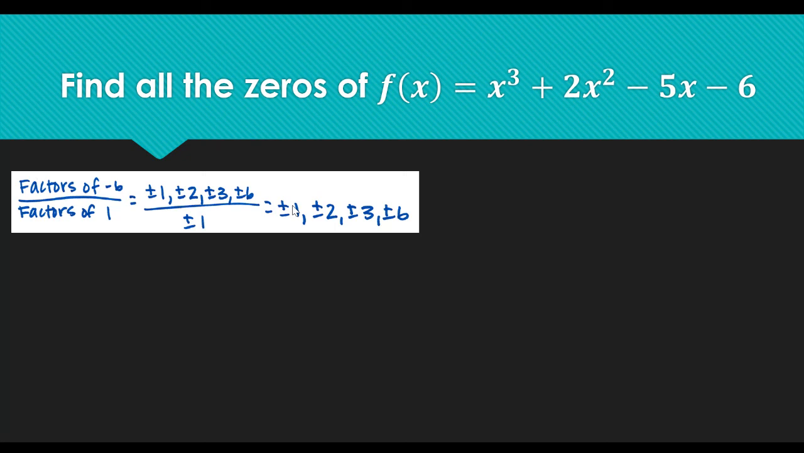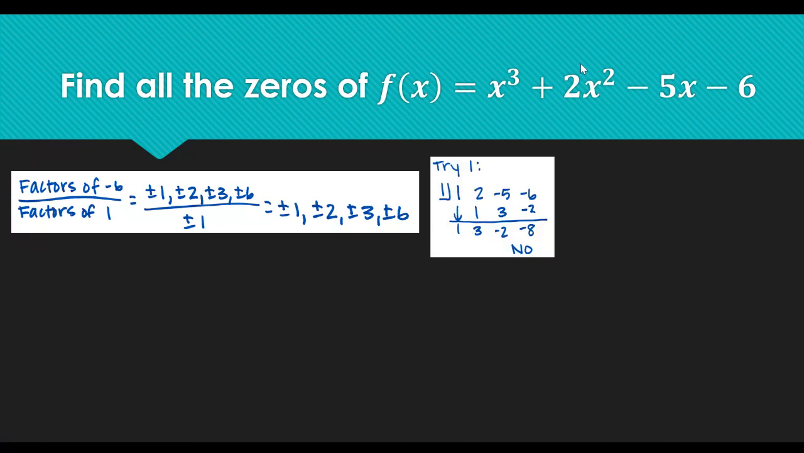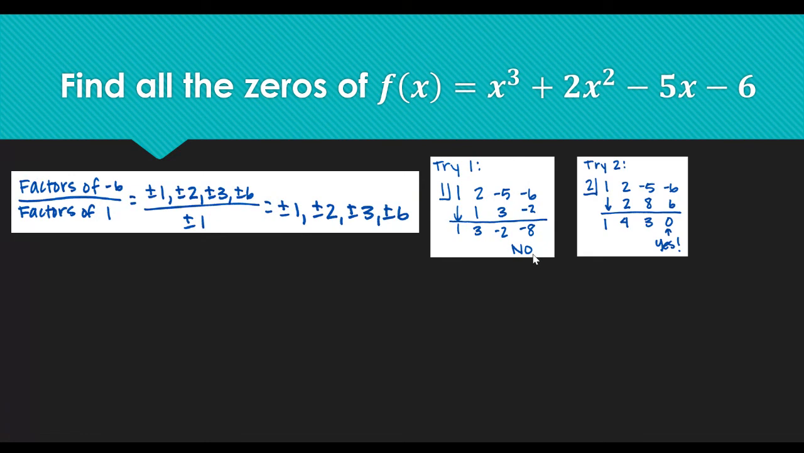And now we're just going to start synthetic dividing until we get a remainder of 0. So I'm going to synthetic divide this equation by 1. I drop my 1. 1 times 1 is 1. That's 3 times 1 is 3. That's -2 times 1 is -2. I get -8 as a remainder, so 1 is no good. Let's try 2.